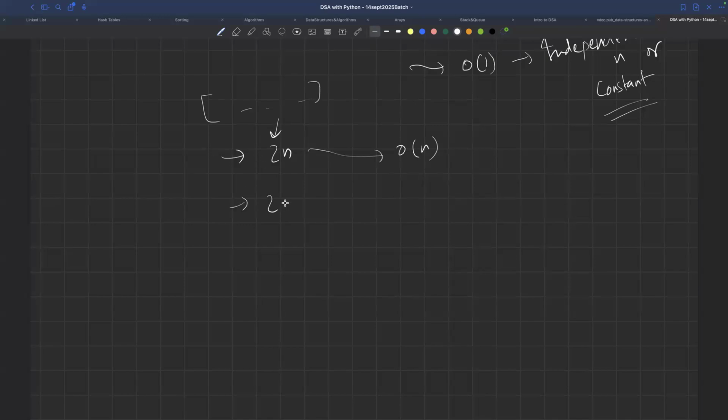Okay, if you're having 2n plus 4, then also we will say this is O of n. If we say this is 2n square plus 3n plus 2, then we'll say this is O of n square, which is the highest growing term, which is n square. Okay, that we will decide. Is this clear?